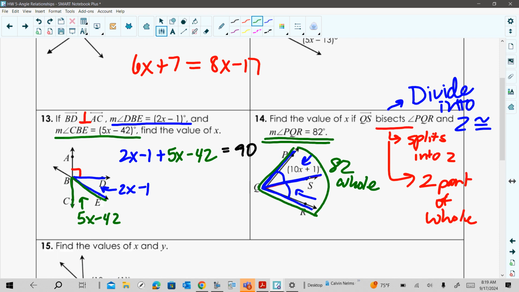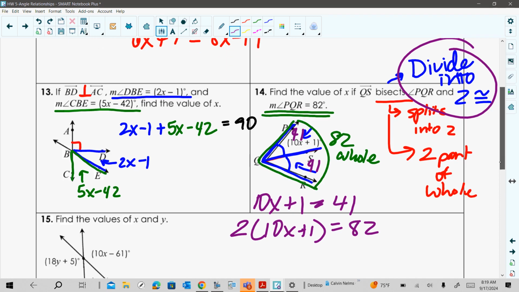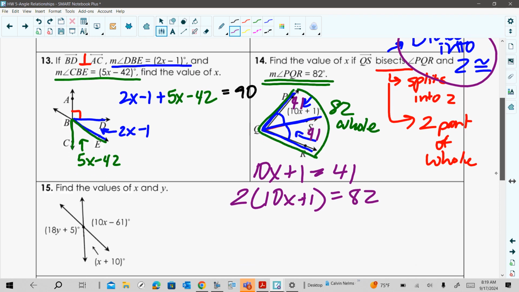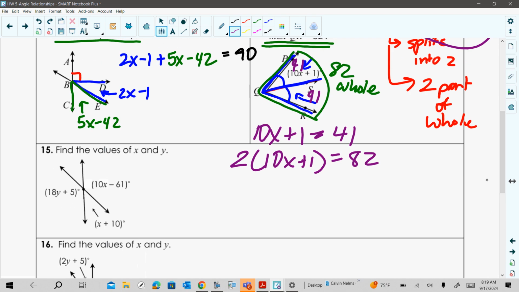Some people on the test said, oh, this is 82, so that means this is 41 and 41. They just divided it. And then they said, oh, 10x plus 1 equals 41. Then I had some who said, well, I could just double that: 10x plus 1 equals 82. Either way would work. You get the same answer. But if you don't understand what bisect means, then you can't get these right.